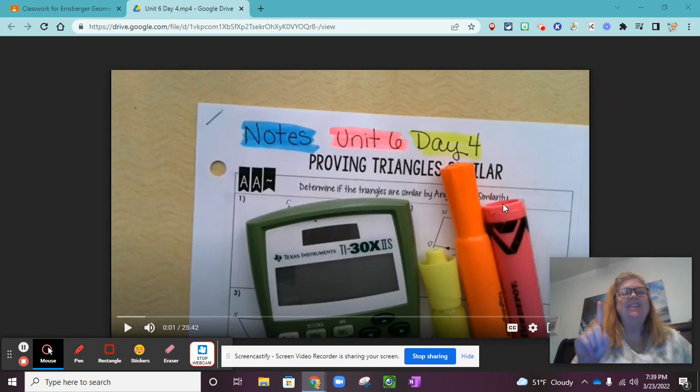Hey students, this is the very last set of notes for this unit, so pay attention. Think before you click on the answers to the questions and make sure that you're writing everything down. I do insist that you use highlighters because if you're not using highlighters, you are making this so much more difficult on yourself. So grab your highlighters, grab your calculator.